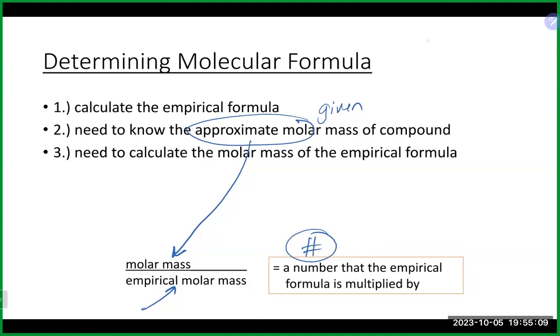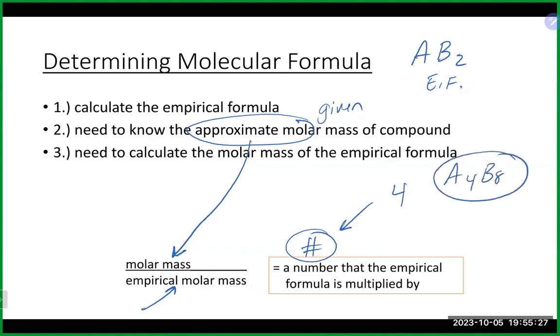So for example, let's say we had our empirical formula of AB2. And let's just say that we did our calculation here and we ended up with a 4. Our molecular formula in this case would be A4B8. So we would take this 4 and multiply both things by it to get our molecular formula, which would be this in this case.